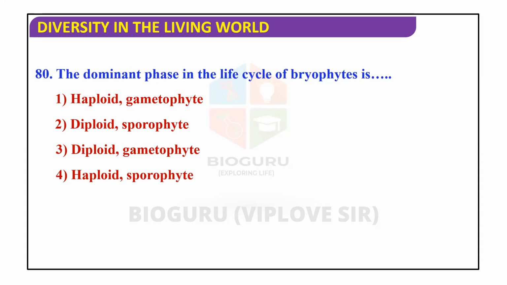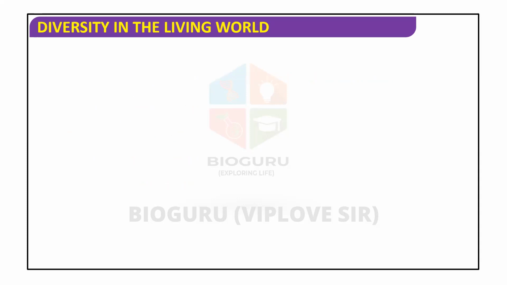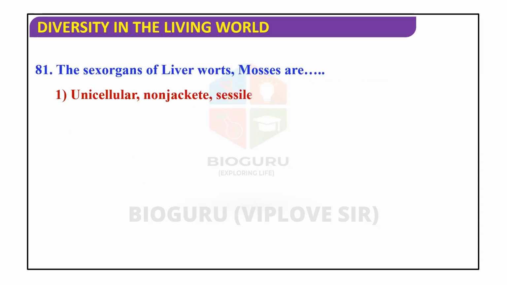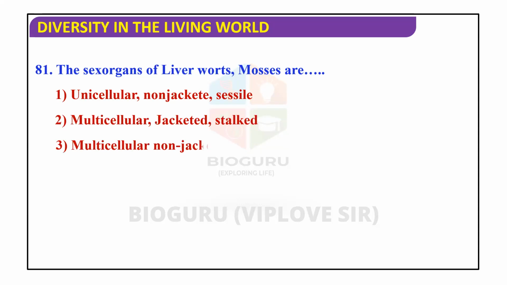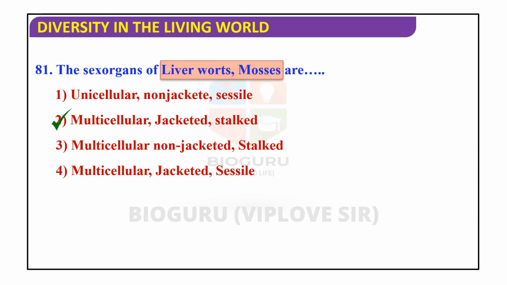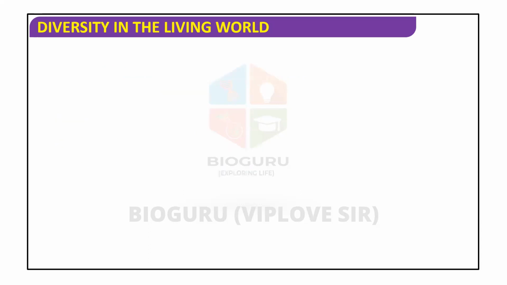That's good. The dominant phase in the life cycle of bryophytes is haploid gametophyte, diploid sporophyte, diploid gametophyte, or haploid sporophyte. The dominant phase is the haploid gametophyte phase. The sex organs of liverworts and mosses are unicellular non-jacketed sessile, multicellular jacketed stalked, multicellular non-jacketed stalked, or multicellular jacketed sessile. Yes, it is multicellular jacketed stalked.